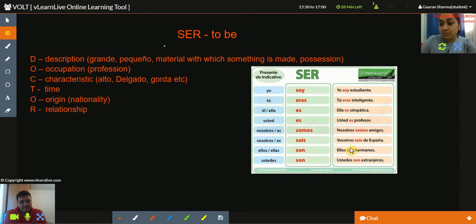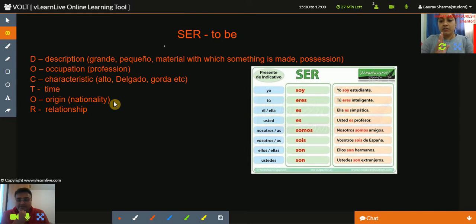Then, vosotros sois de España. You all are from Spain. That would be? Origin. Good job. Ellos son hermanos means they are siblings. Relationship again. Good job. Ustedes son extranjeros. That is, you all are foreigners. Origin. Good job. So now you've been able to relate the sentences with the uses.